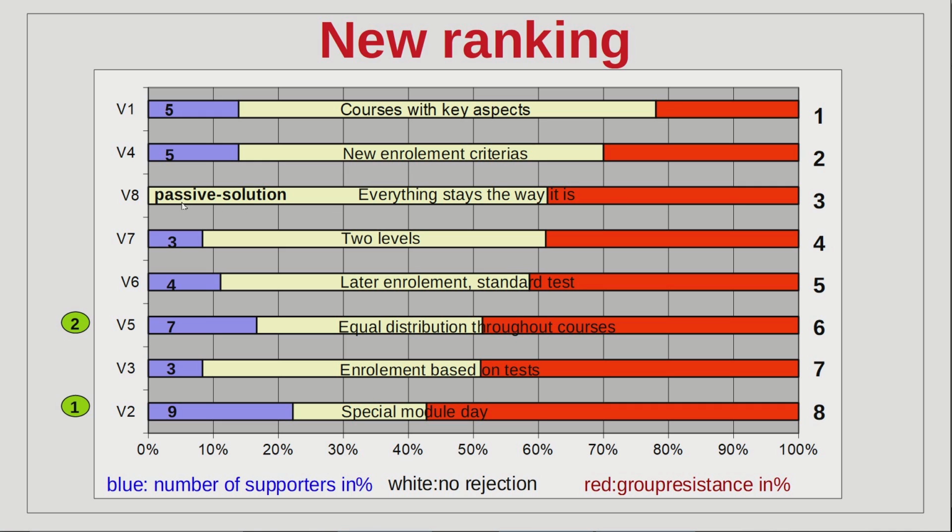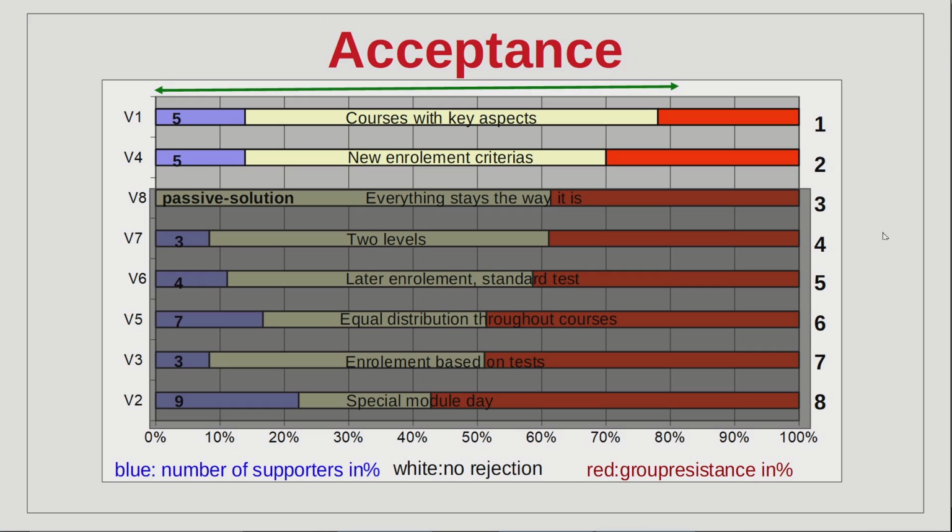On number 3, we find the passive solution, and this gives us very important information about how to proceed, because every proposal which is ranked below the passive solution will not be a good solution for this group, because it will potentially increase the conflicts. On the other hand, everything that's ranked higher than the passive solution will reduce conflicts. I'm going to gray out everything that's below the passive solution.